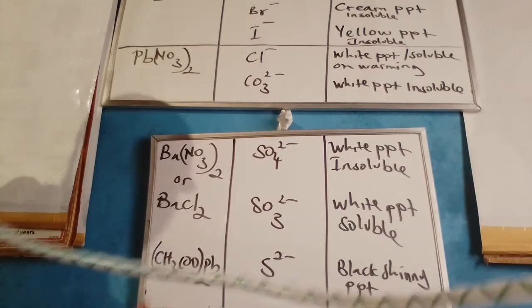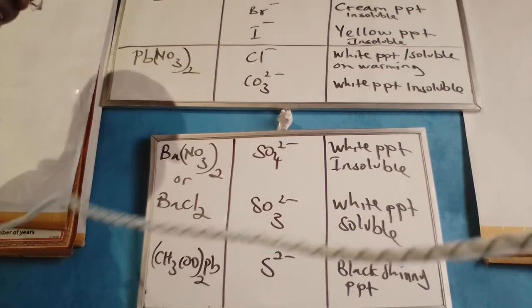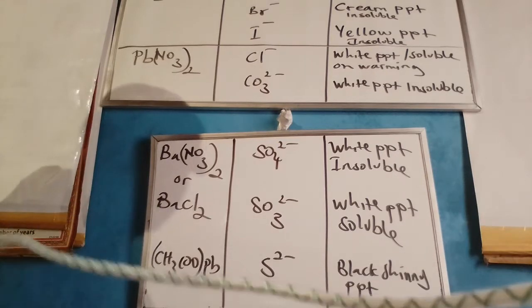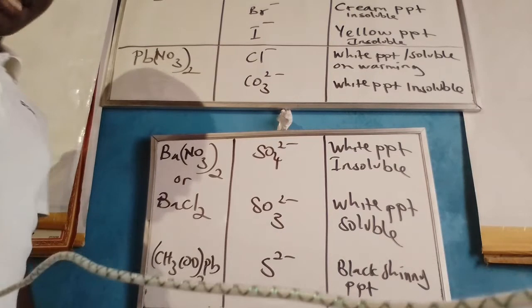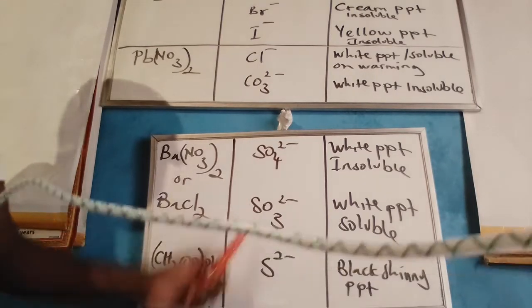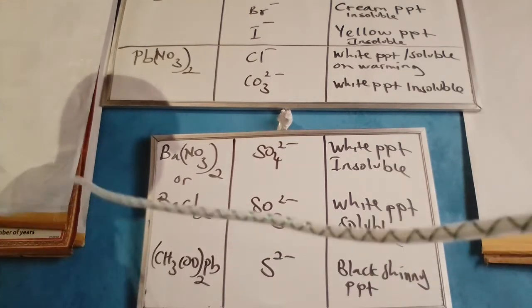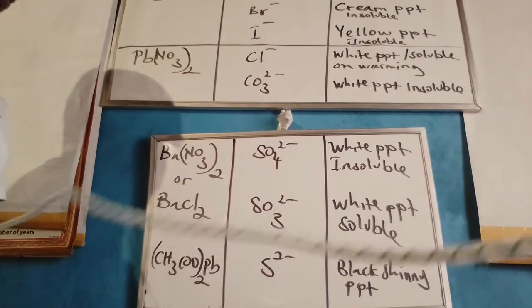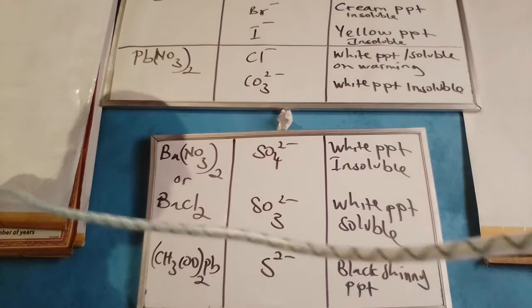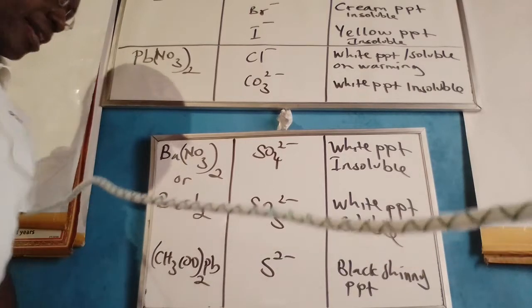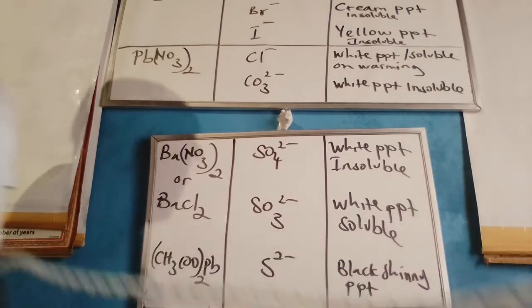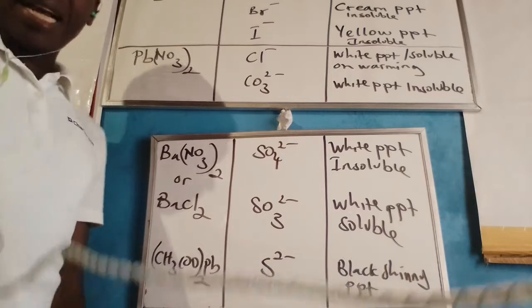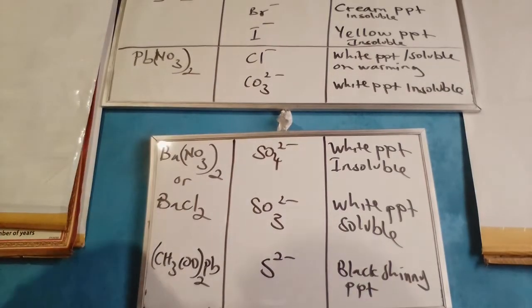Next, we have lead acetate. Lead acetate is uniquely used in the test for sulfide ions. Remember, sulfide is from the element sulfur, while the sulfate is from the radical, which is the ultimate radical of the oxide of sulfur. Therefore, the sulfide ions are tested by lead acetate, and we expect to see a black shiny precipitate.